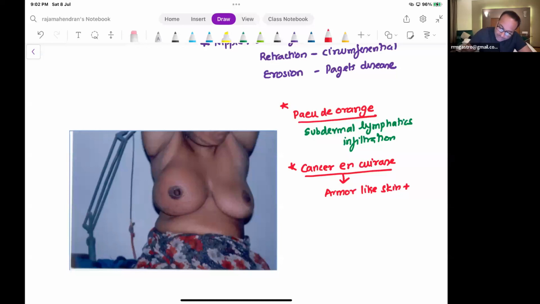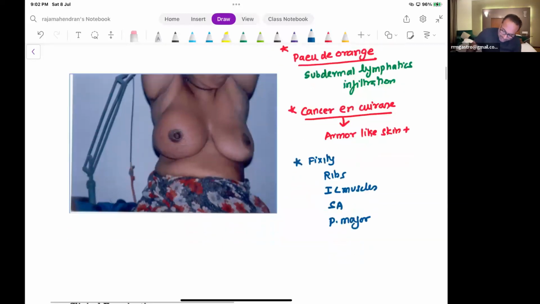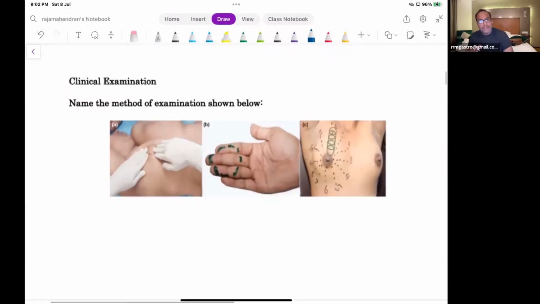You have to look for fixities to the various structures. Fixity should be examined for ribs, intercostal muscles, serratus anterior, pectoralis major. Everything should be examined on clinical examination. There are no big MCQs based on that. But this year you are going to get an MCQ for exam. This chapter is written by AIIMS authors, so next is going to be taken by AIIMS authors. So definitely you are going to get so many questions from this chapter. That is why I am discussing only cancer breast. So very important, please don't miss these points.